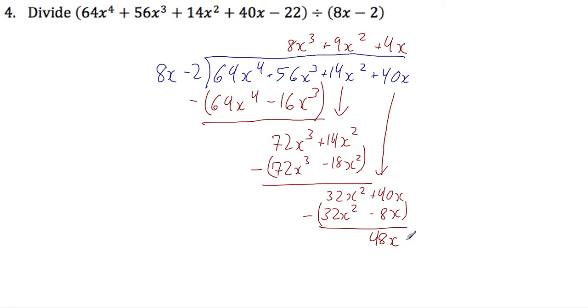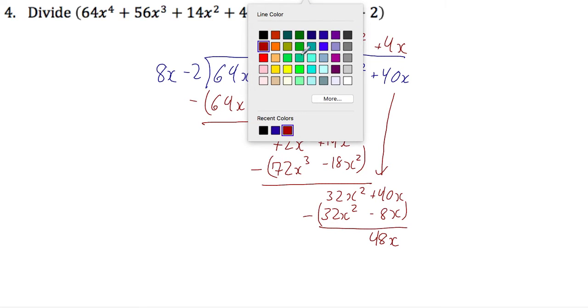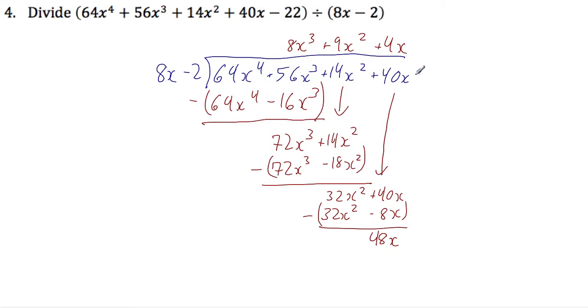There are no more terms left to bring down. So this means that this is going to be my remainder. So I have plus 48x. Actually, no, you know what? I'm wrong, because I even said we needed a placeholder. We need a placeholder here. We need x to the 0 power. So we actually need a 0 in there. So we bring down this 0.